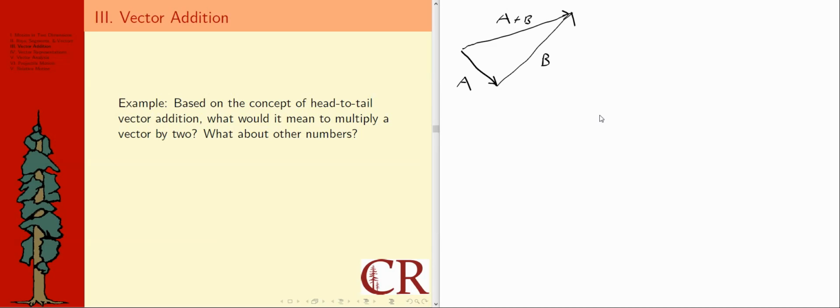Based on the concept of head-to-tail vector addition, what would it mean to multiply a vector by 2? What about other numbers? Well, something to recognize is anytime you multiply by 2, it's really equivalent to just adding whatever number you're multiplying to itself. In other words, if I take the number 4 times 2, we all know that's equal to 8, but really that's the same as saying 4 plus 4.